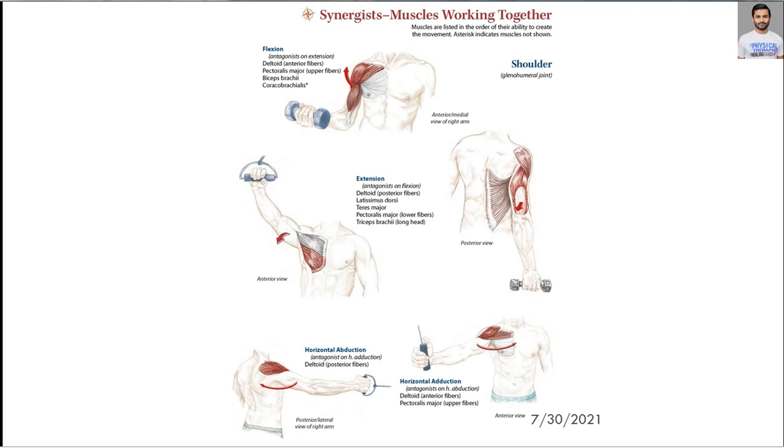It is important to remember that in different movements, different muscles work differently. For example, if the biceps is a prime mover or agonist in elbow flexion or shoulder flexion, then it becomes an antagonist in elbow extension. So the muscle keeps on changing its function depending upon the movement that the person is performing.